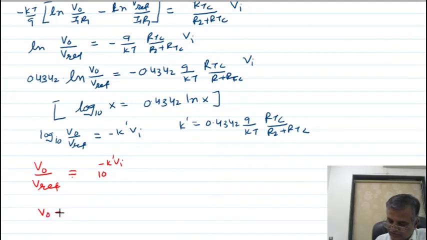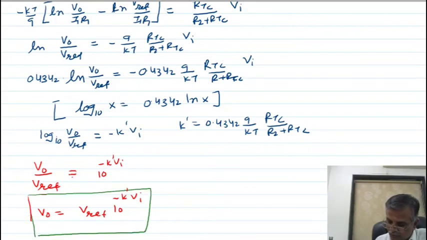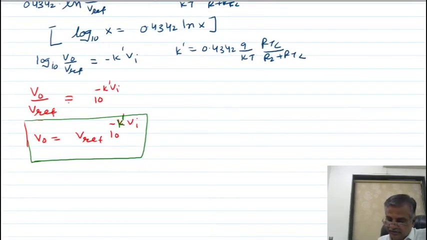So the output voltage is given by V reference into 10 raised to minus K dash Vi. This is the equation of the output voltage of an anti-log amplifier. Look here, if you take K dash equal to 1, Vi equal to 1, and V reference is 1, I am writing 10 raised to minus 1.